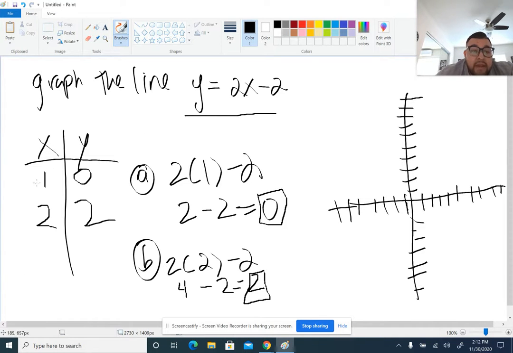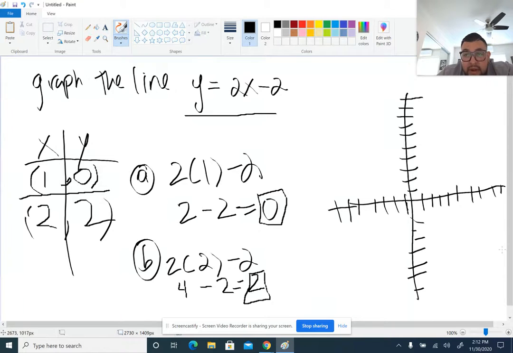So after we have our x values and our y values, these are actually the points we're going to plot. So think of these, they're both separate. So my first ordered pair is going to be 1, 0. And my second ordered pair is going to be 2, 2. So the next step is to simply plot these ordered pairs.